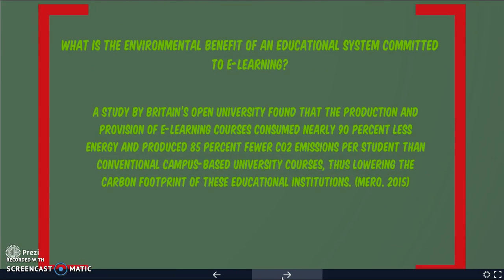Now, what is the environmental benefit of educational systems committed to e-learning? Well, obviously, we're going to reduce our energy, and you can see it's a lot, 90%. And also, we're going to reduce our carbon dioxide emissions way down. Basically, we're going to reduce it by 85%. And if we can do that, we have a really good chance of lowering the carbon footprint. And by lowering that, hopefully, reversing the trends of climate change and global warming.